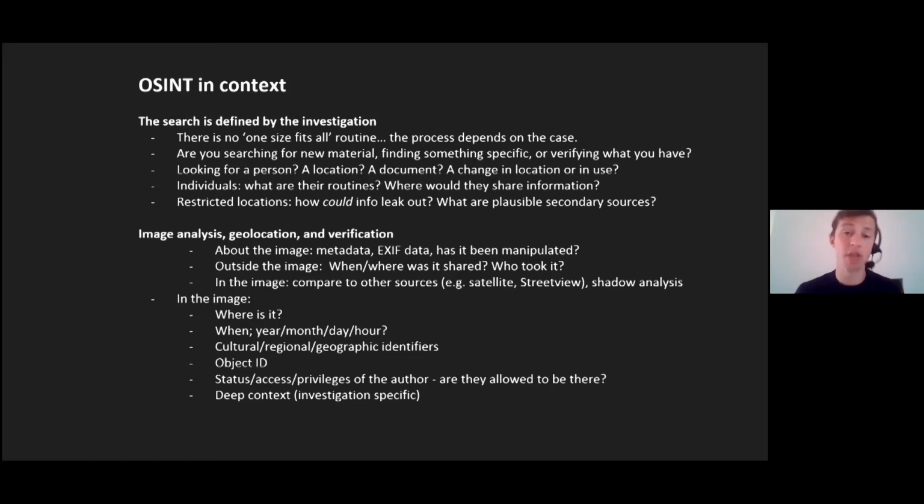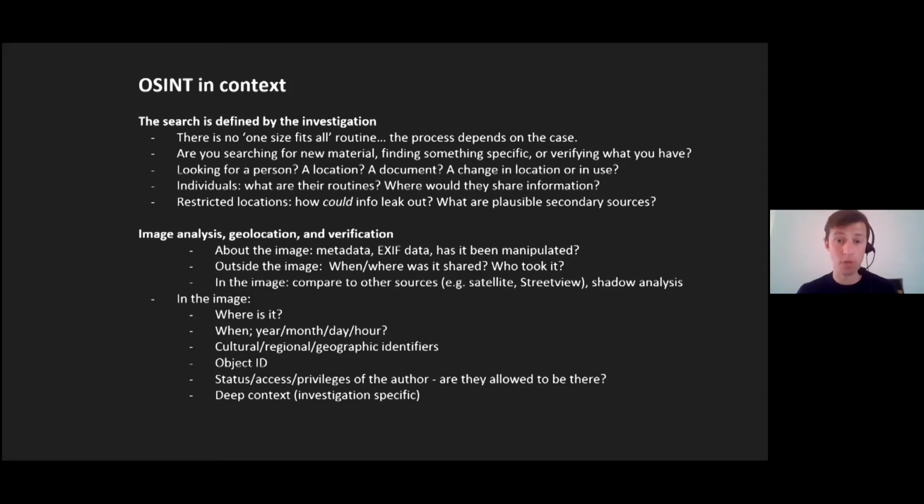When we think about image analysis specifically, and geolocation and verification, it's important to think about images in three ways, or at least three ways. We can think about the image, which is to say metadata, EXIF data. Has it been manipulated? Has someone tried to conceal what this image really was? And also, what are the basic factual things that we know about it? When could it not have been taken before? What is the last date it could have been taken? Start to narrow down when the image was taken through its metadata rather than its content.